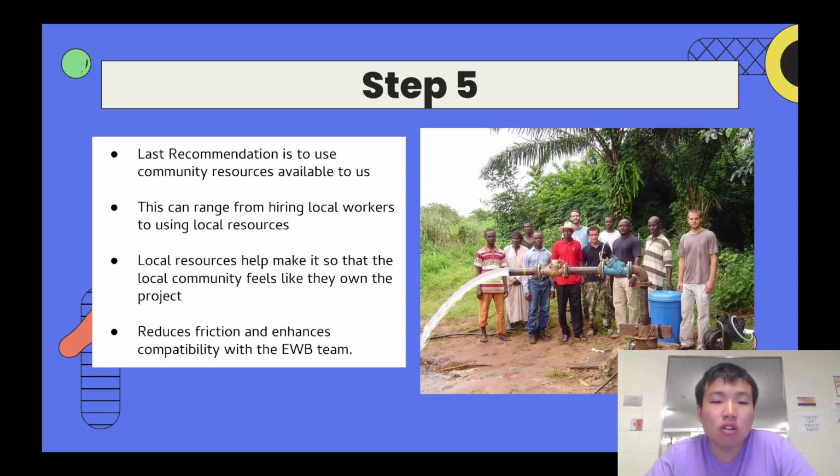This can range from hiring local workers to using local resources and materials such as pipes, bricks, whatever you name it. Local resources make it feel like the community truly owns the project and the community is really coming together to build this. By using what's available to the community, we make it feel like the community is doing it, and it enhances the capability of the community to maintain the project in the long run as well. After all these steps, I believe we can help implement the project in a more contextual and rigorous fashion.